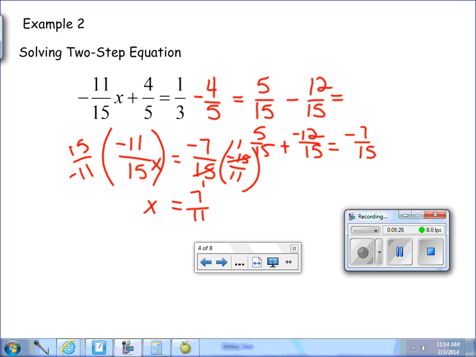Now let me go back to the original step when I was subtracting 4/5 from 1/3. I found a common denominator, the LCD, the least common denominator of 3 and 5, which was 15. 1/3 changed to 5 over 15, minus 4/5 changed to 12 over 15.